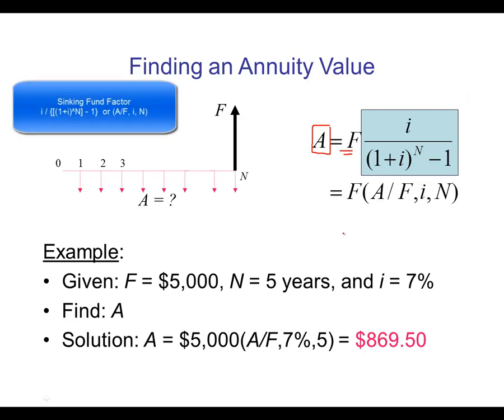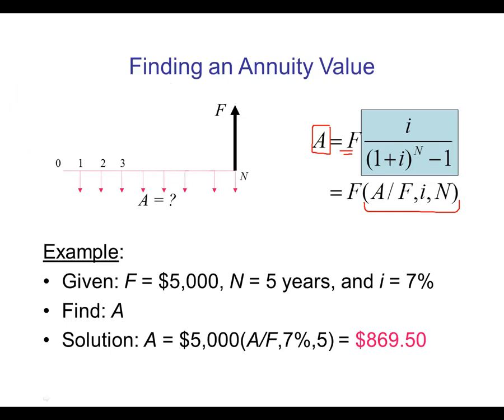We can also use the tables in the back, where A is equal to F multiplied by the factor, and that is read as A given F with interest I and number of periods N.